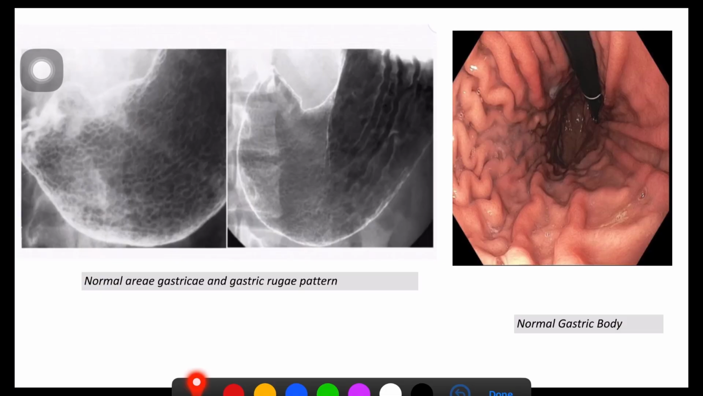And radiologically, the normal area gastrici looks like this, having prominent dome shaped areas, and these are the gastric rugae patterns seen radiologically. And in the laparoscopic view, you can identify the gastric body showing these rugae or gastric folds.